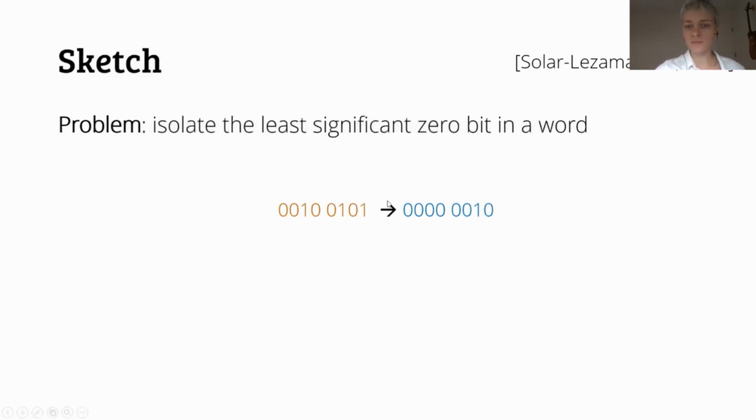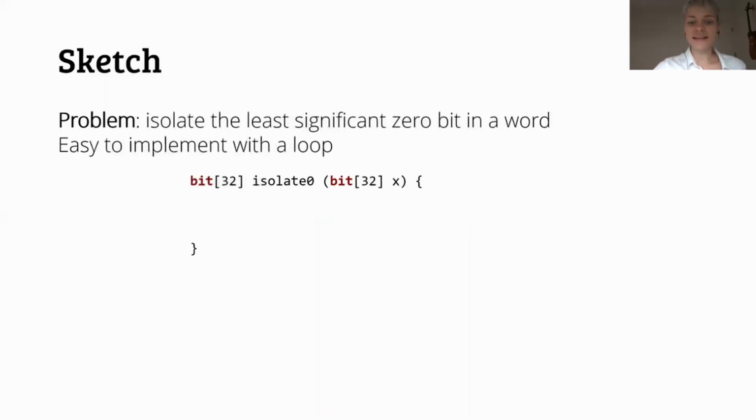And so isolate means we want to return another bit vector where only that bit is set to 1, everything else is set to 0. So something like this is pretty easy to do in a naive way with a loop.